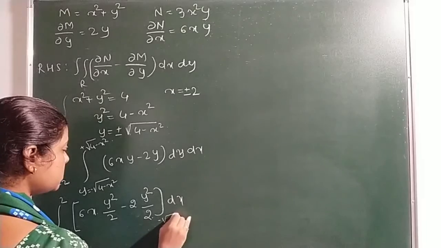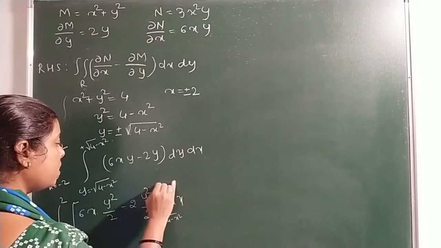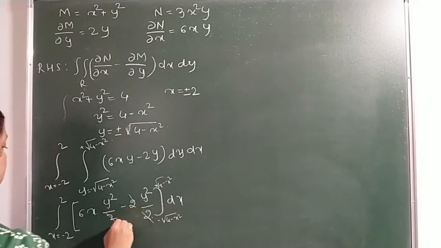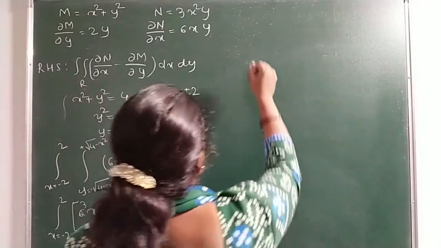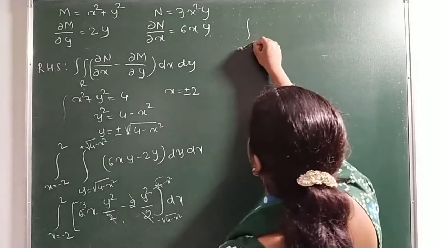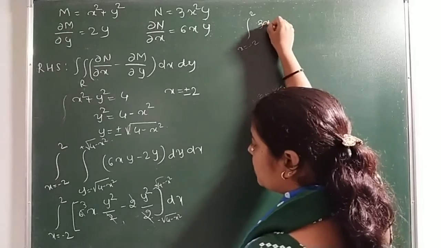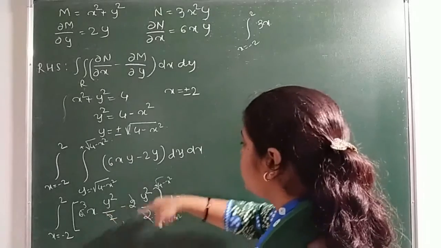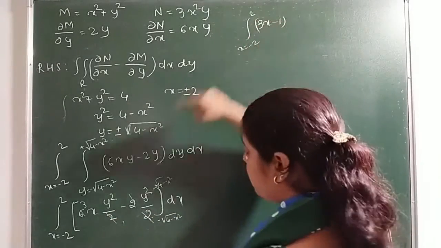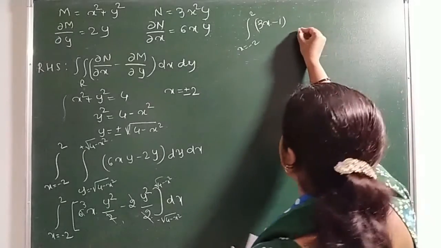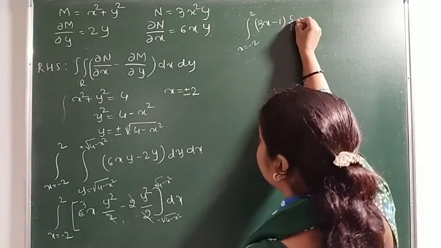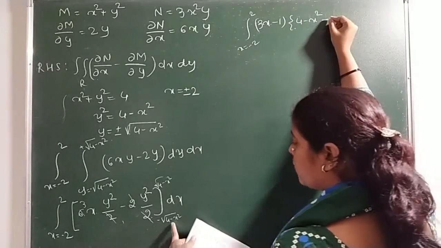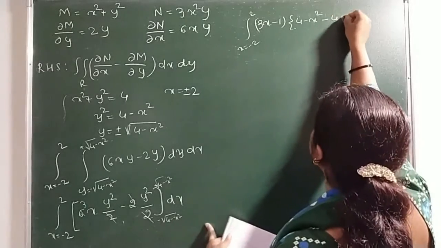The limit is minus square root of 4 minus x square to plus square root of 4 minus x square. These two get cancelled, 2 ones are 2, 3s are 3. Now the integration of x is from minus 2 to 2, 3x. First substitute the upper limit here, 3x minus 1 we can take outside and it becomes y square. For y square you have to substitute the upper limit square term, that is 4 minus x square, minus the lower limit for the square term, it becomes plus 4 plus x square.